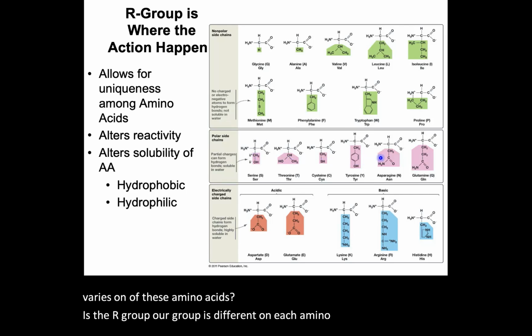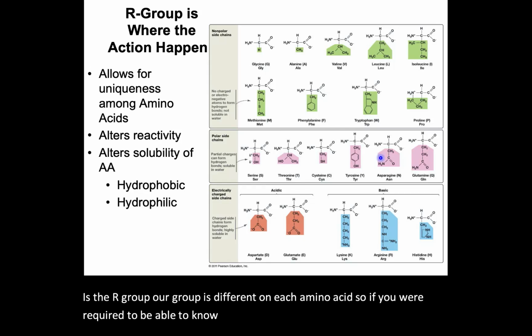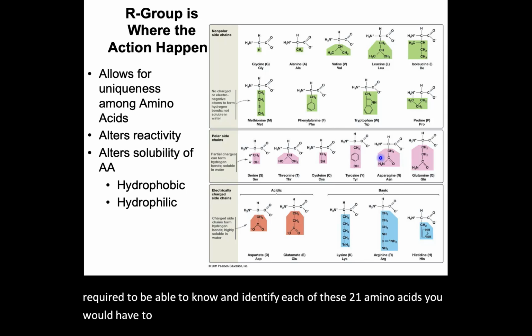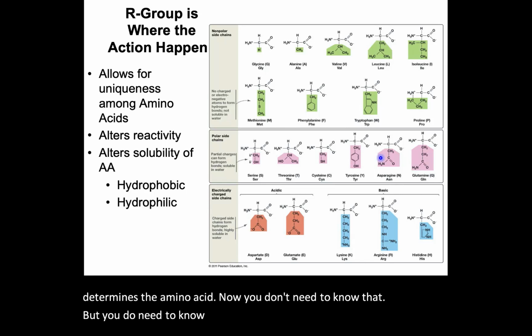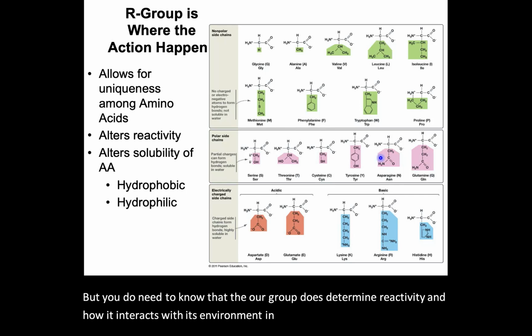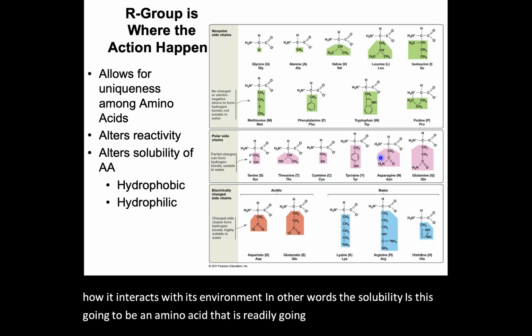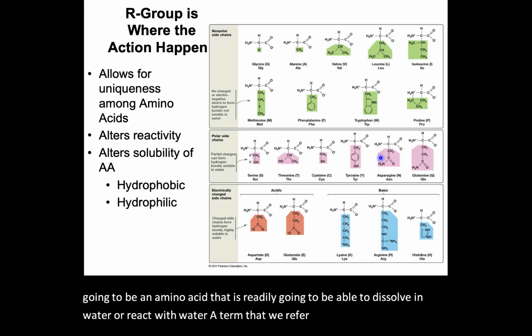So if you were required to know and identify each of these 21 amino acids, you would have to remember the functional groups, because that's what determines the amino acid. Now, you don't need to know that. You do need to know that the R group does determine reactivity, and how it interacts with its environment. In other words, the solubility. Is this going to be an amino acid that is readily going to dissolve in water or react with water, a term that we refer to as being hydrophilic?